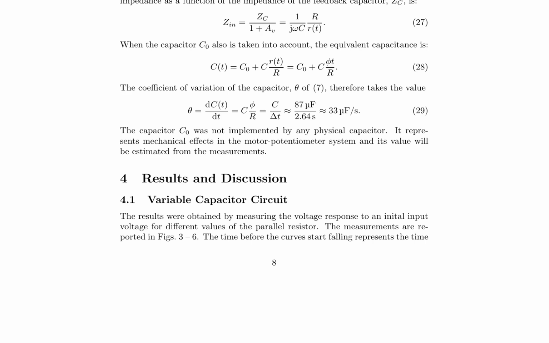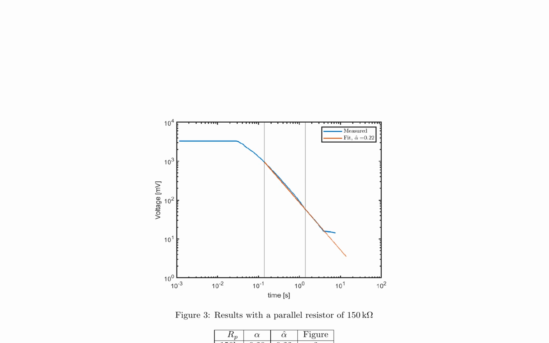The results of the measurements are reported in Figs. 3 to 6, showing the voltage response to an initial input voltage for different values of the parallel resistor. The time before the curves start falling represents the time constant of the circuit. The paper discusses the voltage response of a parallel combination of a resistor and a linearly increasing capacitor, with the goal of confirming the two-term time domain multiplication definition of current in a capacitor.